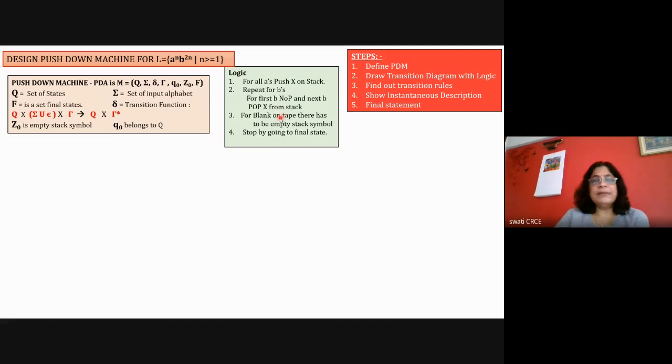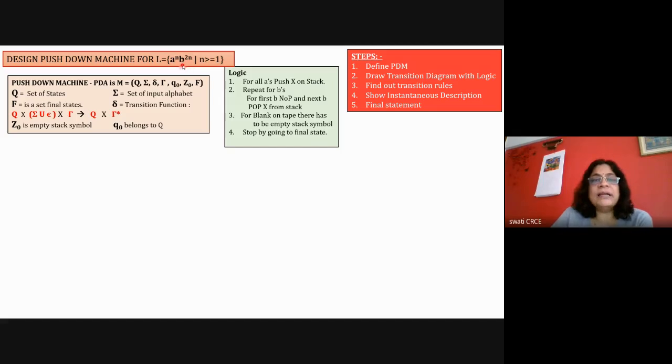Okay, I'll just repeat this again. The logic for this question is that, suppose I'm getting the first A. For the first A, I'm going to push X onto the stack. For the second A, I'm going to push X onto the stack. So for every A, push the symbol X, capital X, onto the stack.